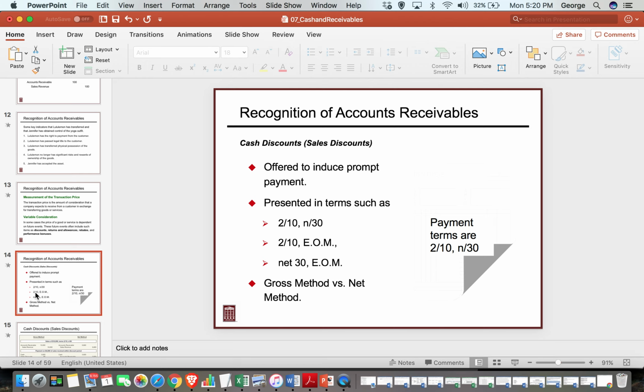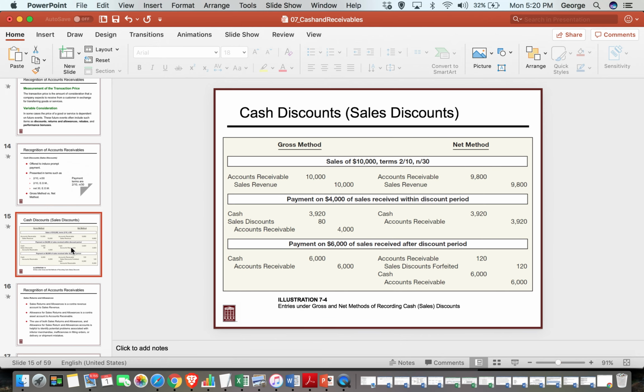A common consideration is offering cash discounts to customers. These are in terms such as 2/10, n/30, which means 2% discount if paid in 10 days, otherwise net is due in 30 days. 2/10, 2% discount if paid within 10 days, or EOM. EOM means pay by the end of the month. And then there's gross method versus net method, which I can show you on the next slide.